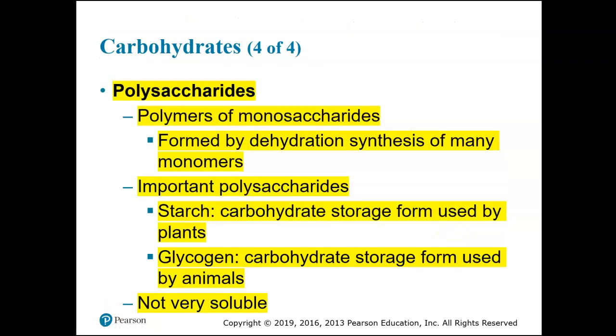Then we have our polysaccharides, which are long chains of monosaccharides. The important ones are starch, which is found in plants. It's the storage form of glucose in plants, and a lot of times starch is found in plant roots like potatoes. And glycogen is very similar to starch, but it's the storage form of glucose found in animal cells. Glycogen is what forms in our liver cells when our liver cells take glucose from our blood and store it. They store it in long chains called glycogen.